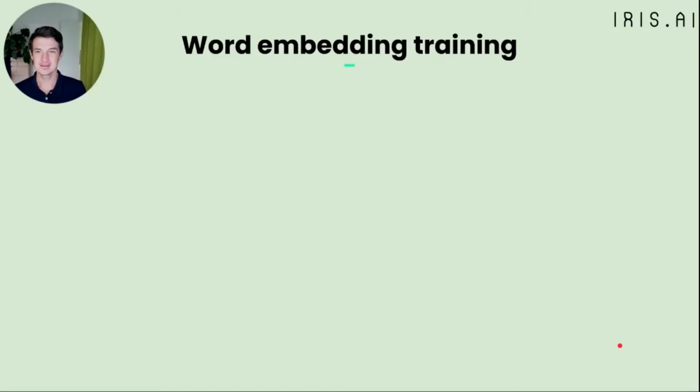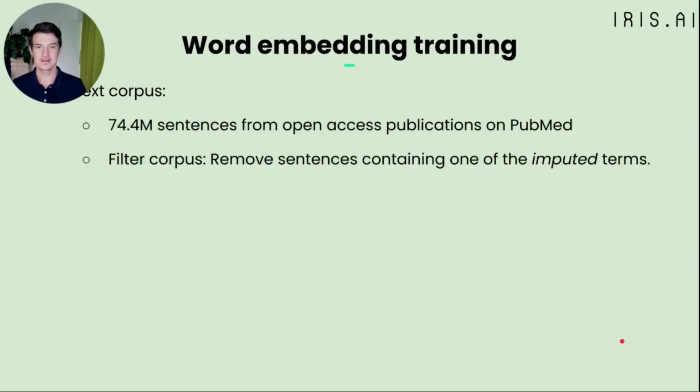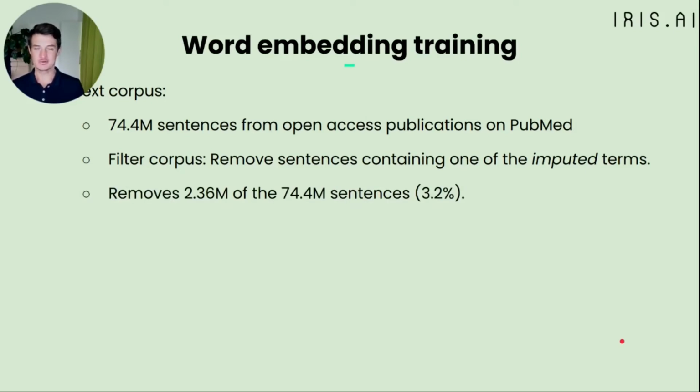Thank you, Ed. Now that we've selected the words which we want to train and the words which we want to impute, we can train the word embedding model for our experiments. We first prepare a training corpus containing around 74 million sentences from open access publications on PubMed. We then filter this corpus by removing any sentences containing one of the words which we want to impute to simulate an out-of-vocab situation. This filtering removes around 3% of sentences.